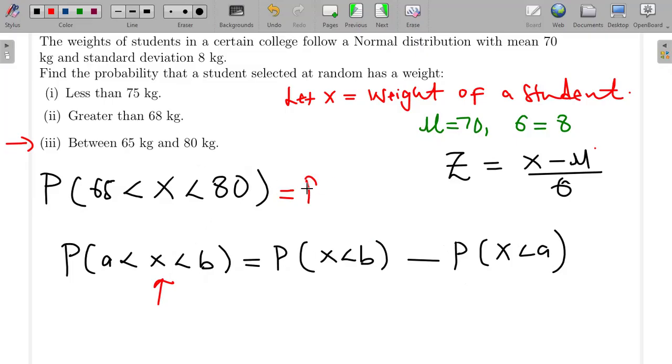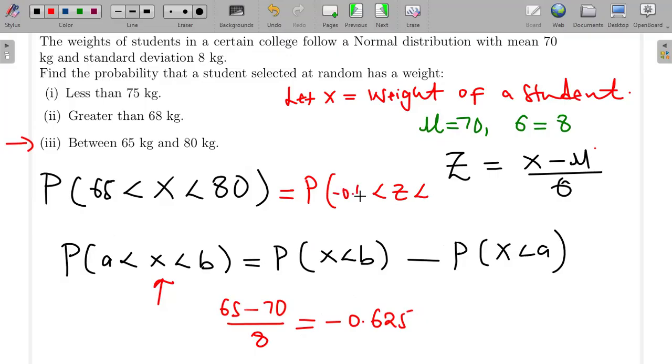standardize. Okay, so if I standardize the X, I get the Z. Now if I standardize the 65, it is 65 minus the mean, which is 70, divided by 8. So that will give me minus 0.625. Okay, so that's what I write here, minus 0.625. But remember, only two decimal places, so I round off. That is minus 0.63.